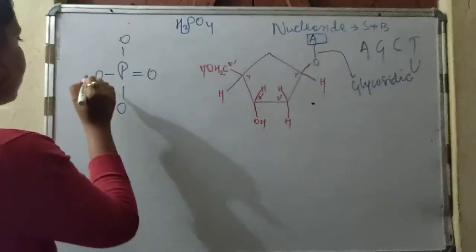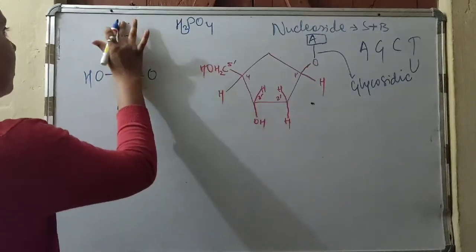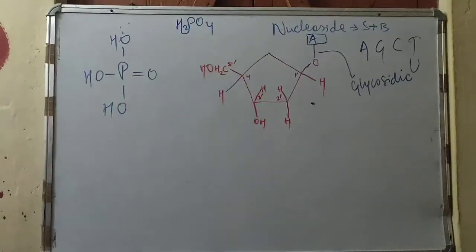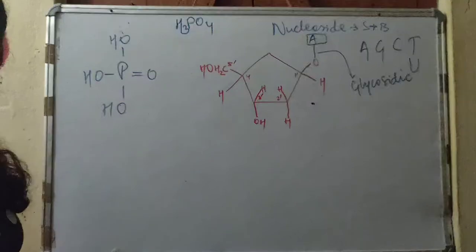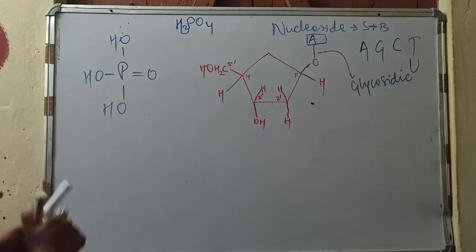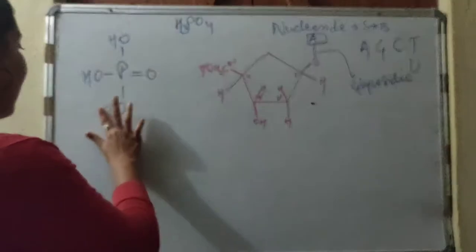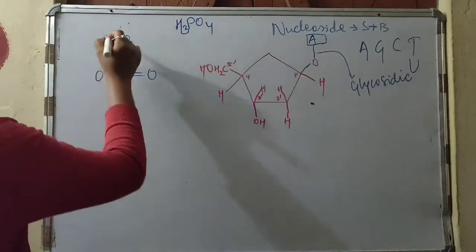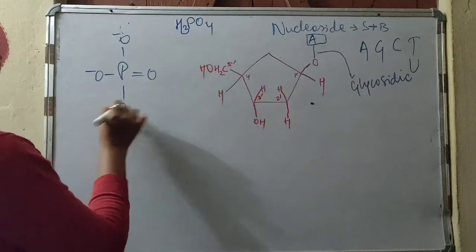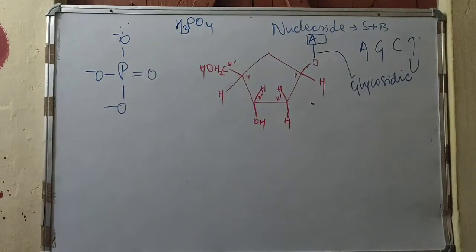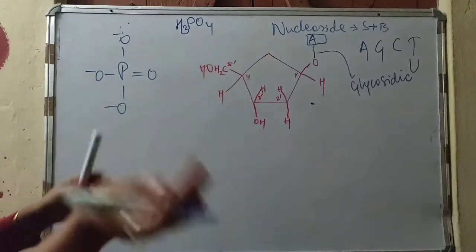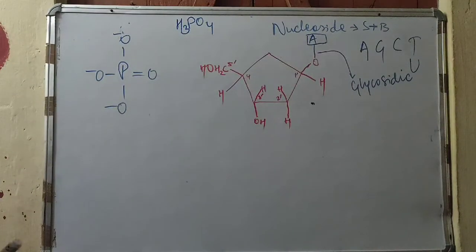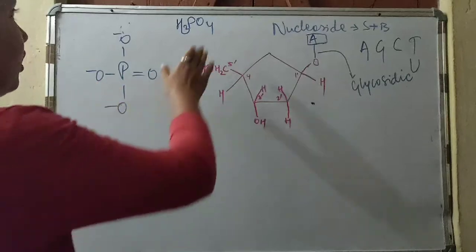O, here will be a double bond, here will be H, here will be H, and here will be H. All right, this is the structure of phosphoric acid. Now if I remove all three hydrogens, then what can I write? Minus, minus, minus, right? As the hydrogen is positive, while replacing the hydrogen I need to add the negative sign over here.